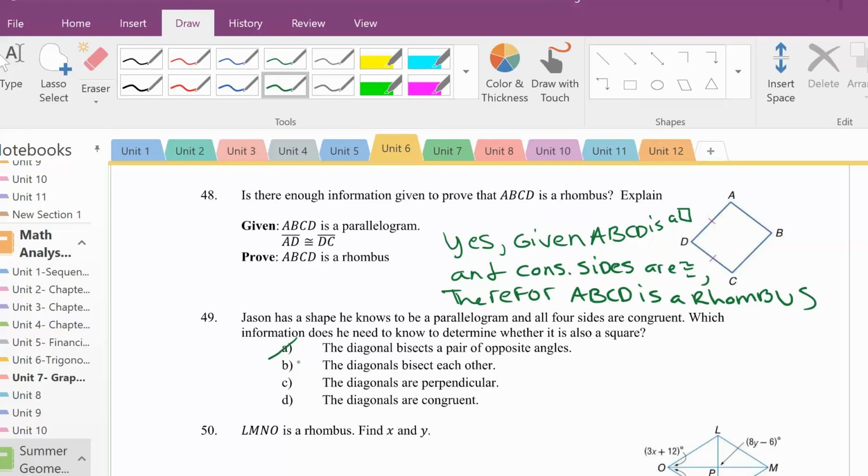Diagonals bisect each other. That just means it's a parallelogram. Diagonals are perpendicular. That just means it's a rhombus. But diagonals congruent, that means it's a rectangle as well. So if it's a rectangle and a rhombus, then it would be a square.